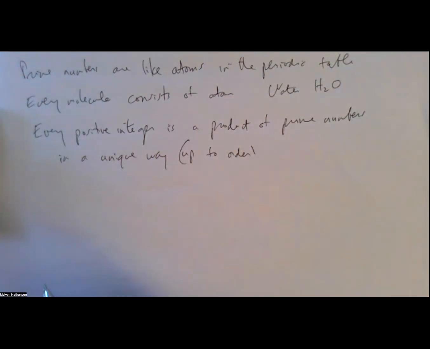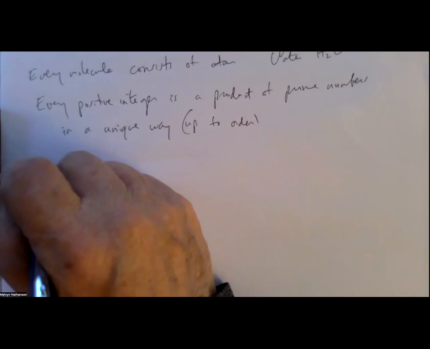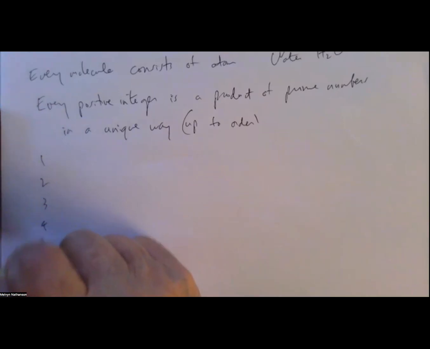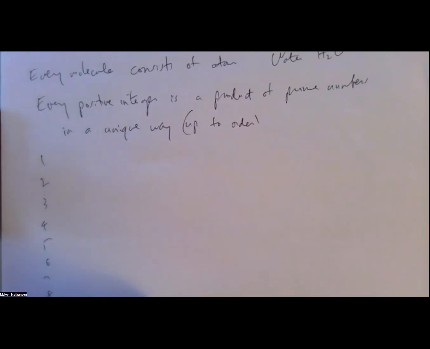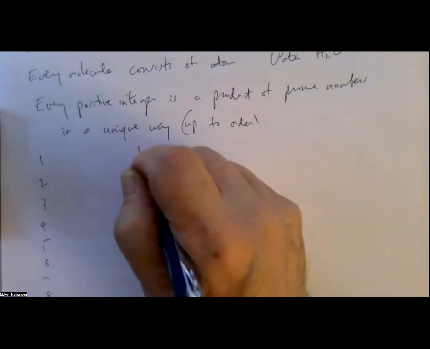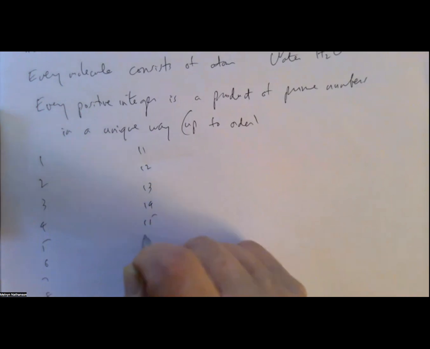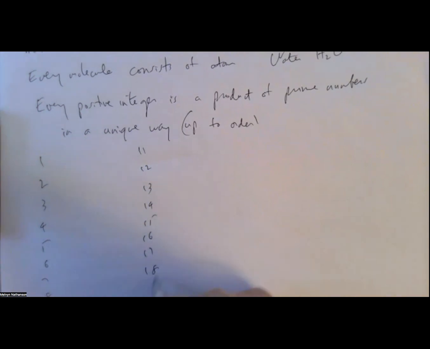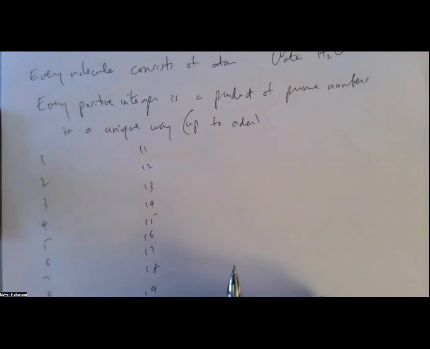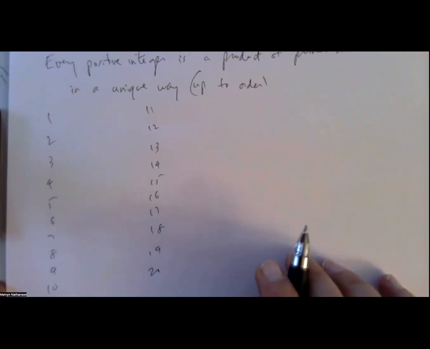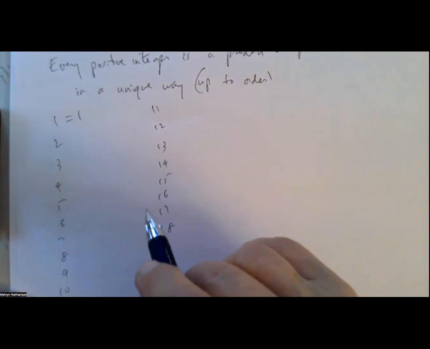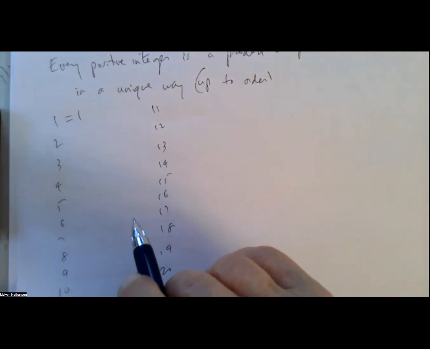So let's just write down the first positive integers: 1, 2, 3, 4, 5, 6, 7, 8, 9, 10, 11, 12, 13, 14, 15, 16, 17, 18, 19, 20, and write them as a product of primes. Well, 1 is just 1. It's a product of no prime.